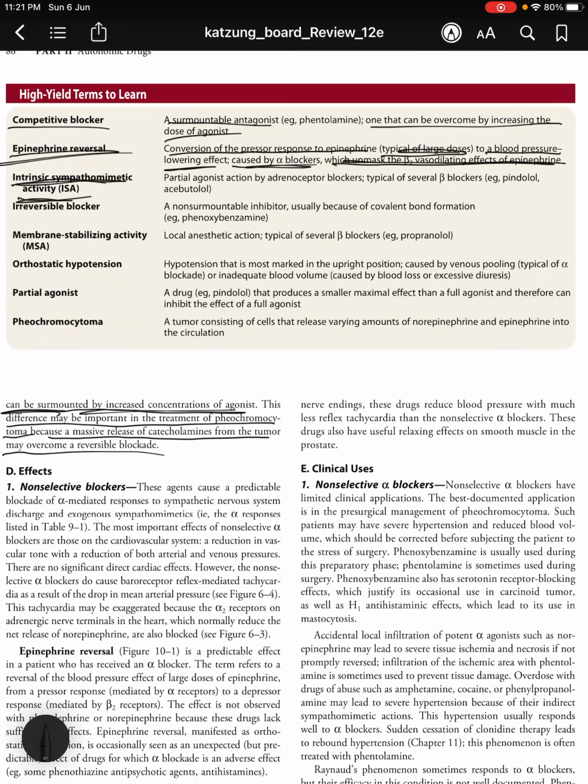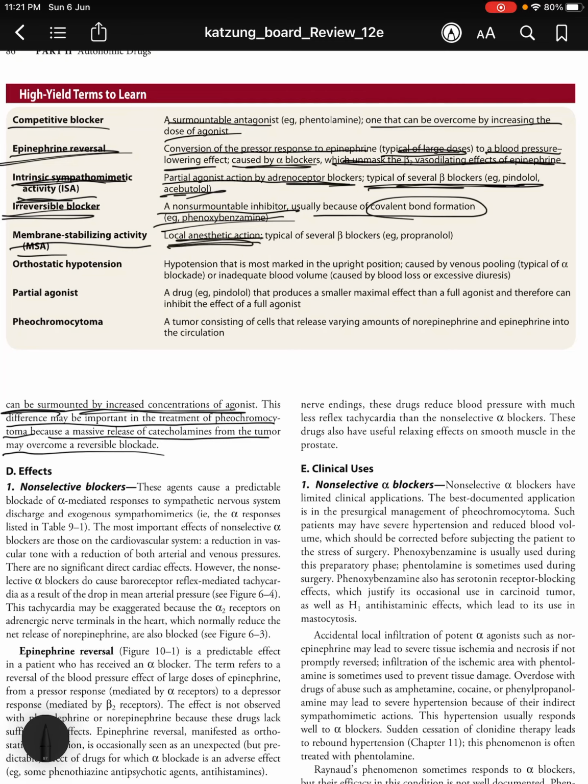Intrinsic sympathomimetic activity, ISA, is partial agonist action by adrenoceptor blockers, typical of several beta blockers, for example pindolol and acebutolol. We have irreversible blockers, which are non-surmountable inhibitors, usually because of covalent bond formation. We have phenoxybenzamine. Membrane stabilizing activity, or MSA, is local anesthetic action, typical of several beta blockers again, for example propranolol. So typically we have intrinsic sympathomimetic activity in several beta blockers such as pindolol, and membrane stabilizing activity in propranolol.